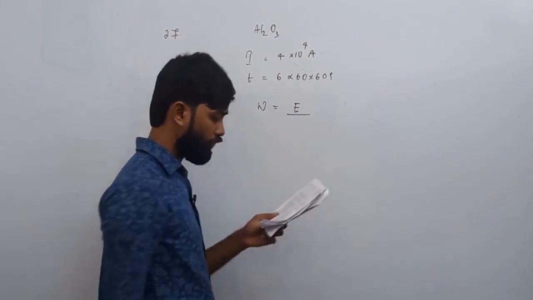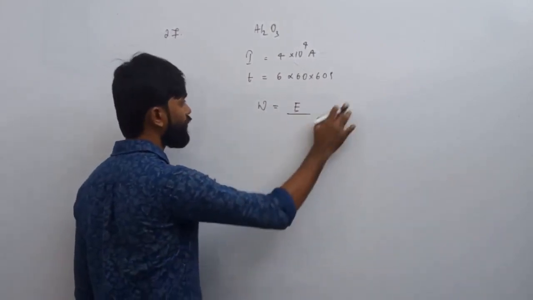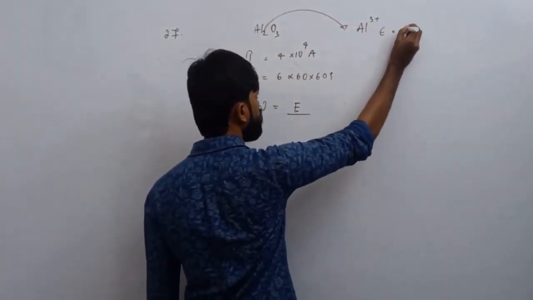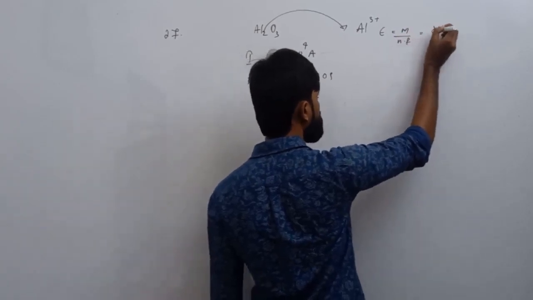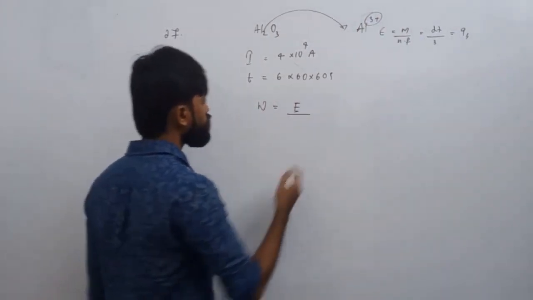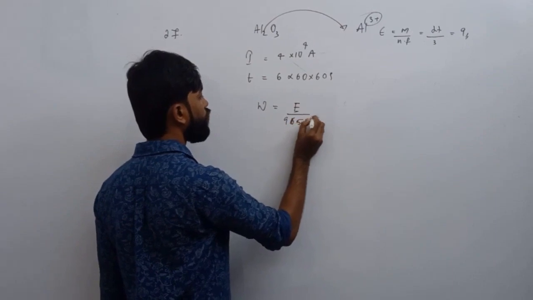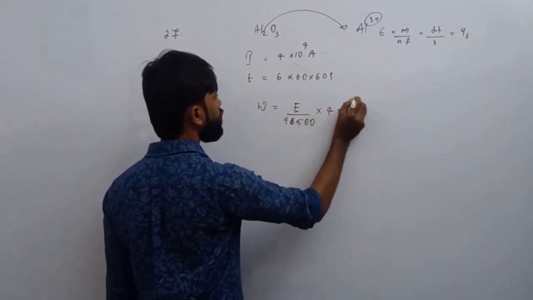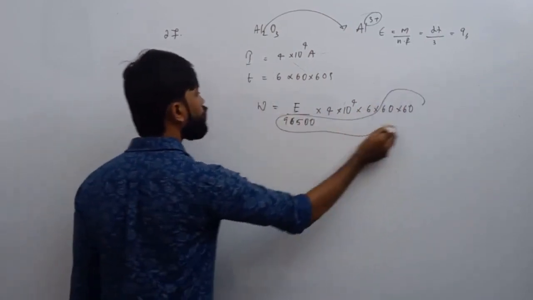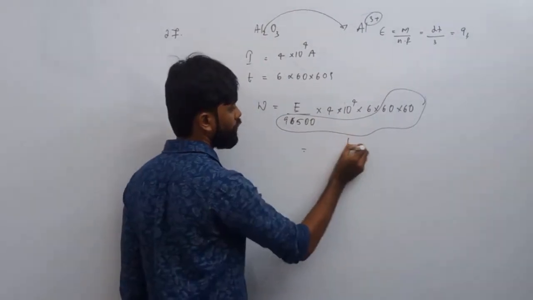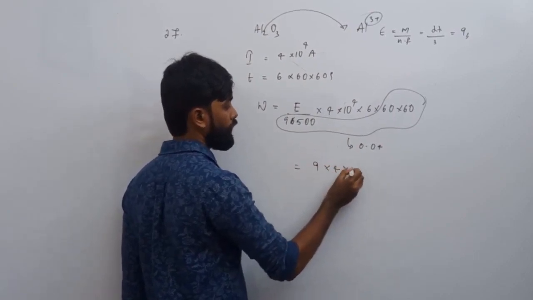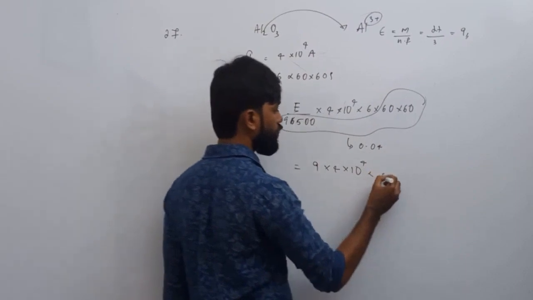Weight of aluminum deposited. The molar mass of aluminum is given, and we know that in Al2O3, aluminum exists as Al3 plus. So the equivalent mass is molar mass divided by n factor. The molar mass is 27, and the n factor is 3, since the cationic charge is 3. So equivalent mass is 9. So E divided by 96500 into the current, 4 into 10 raised to 4, and the time is 6 into 60 into 60. I already told you that this value you can take as 0.04 in the numerator, and equivalent mass is 9. So 9 into 4 into 10 to the power 4 into 0.04.